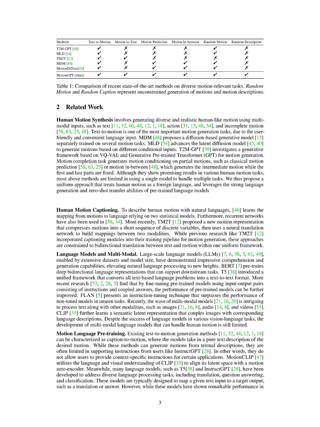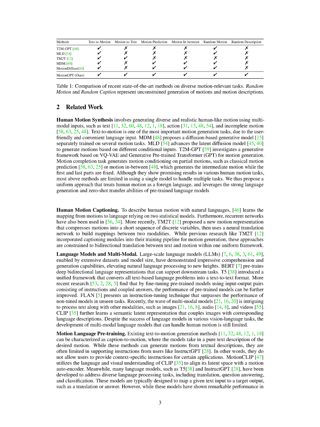A recent innovation in this area, TM2T, introduced a new way to represent motion that compresses motion into a brief sequence of discrete variables, then employs a neural translation network to build links between the two modalities. Although earlier research such as TM2T integrated captioning modules into their training pipeline for motion generation, these methods are limited to bidirectional translation between text and motion within one uniform framework.